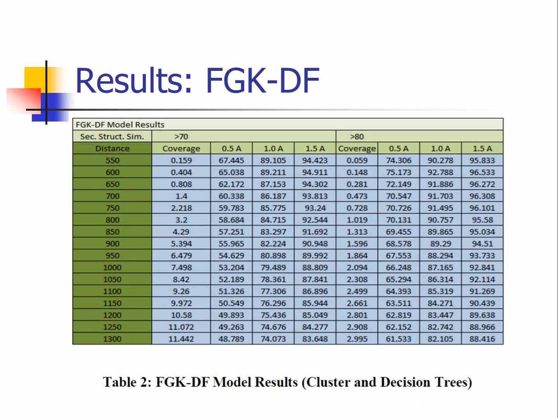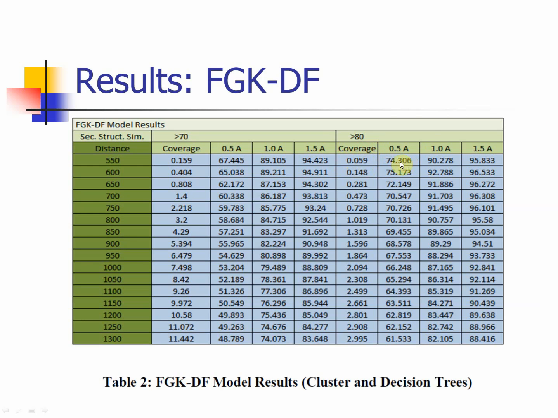The next slide shows the FGK decision forest. So this one is adding the decision forest, which is the main thing that we want to discuss here. While we have the decision forest, not only do we look into the similarities, closest sequence and the distance is less than 550, we also need to feed in the decision tree to see if this testing segment really belongs to these motifs. And therefore, with that additional setup, the coverage is even lower compared with the previous FGK result.